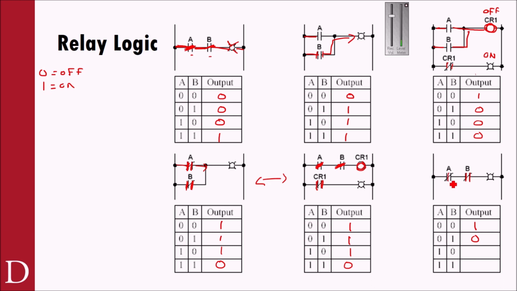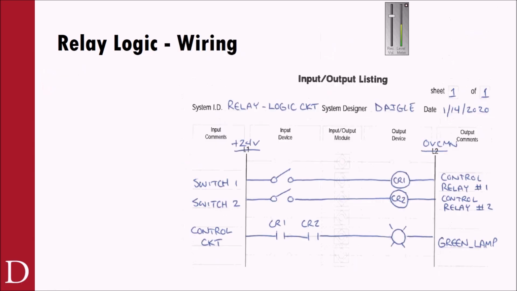Or if I turn A on, then this opens and I can't get through this one. And obviously if I turn them both on, I can't get through anywhere. All right. Moving on a little bit further.